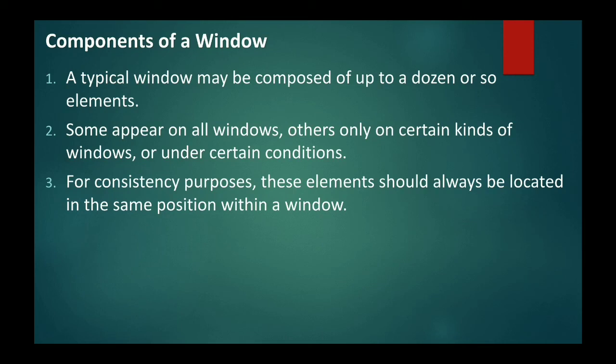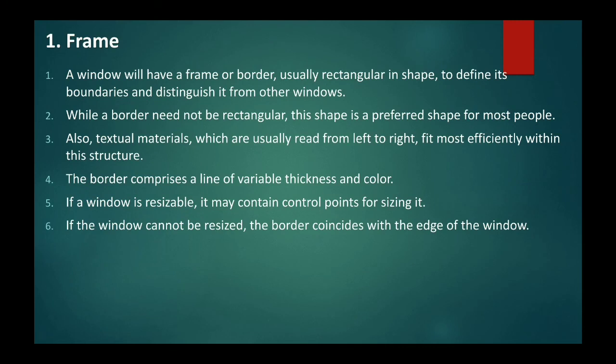Starting with the components of the window, the first component is the frame. It's a very simple one. A window will have a frame or a border. Usually we see a thick or thin border, and different kinds of windows have different kinds of frames. We have frames in our homes, used to cover a photograph, a painting or a scene, so that it can be protected using the frame.